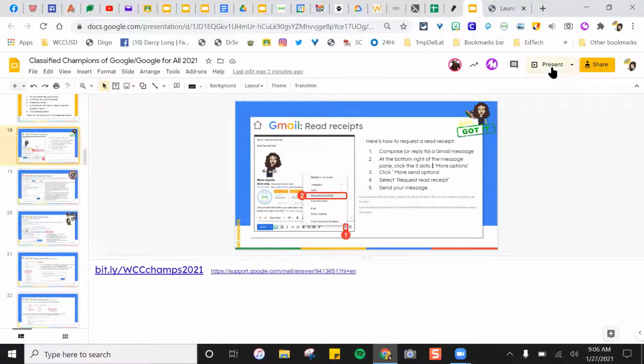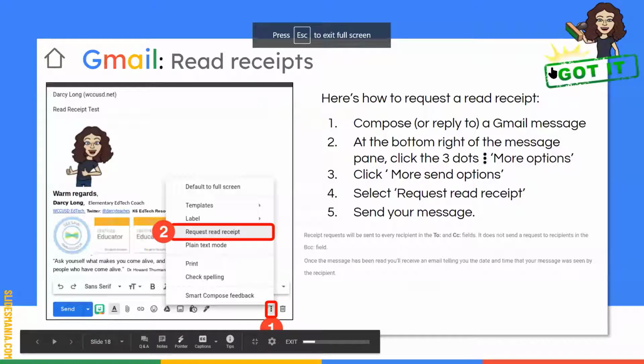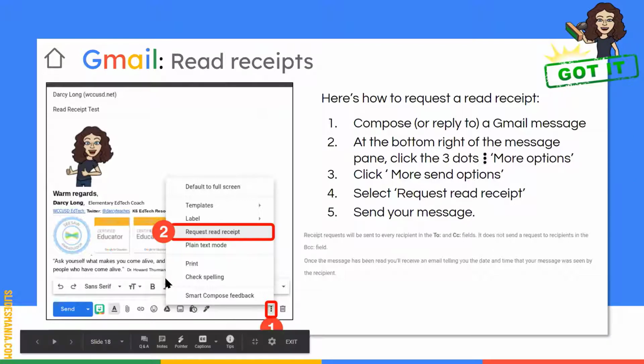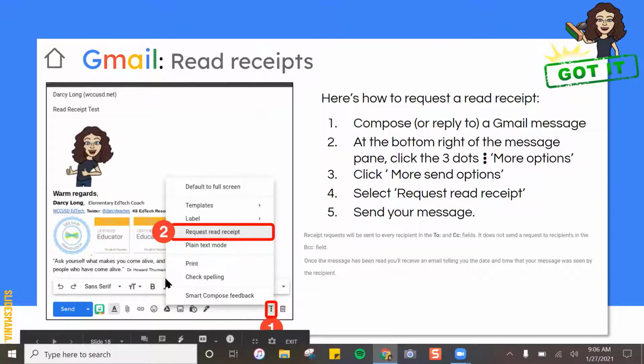So first, I'm going to go through the topic in a very linear manner. And then I'm going to go into Gmail, where things look a lot more confusing because there's so much more on the screen. So the first thing that we'll cover, it's fast, is just read receipts.